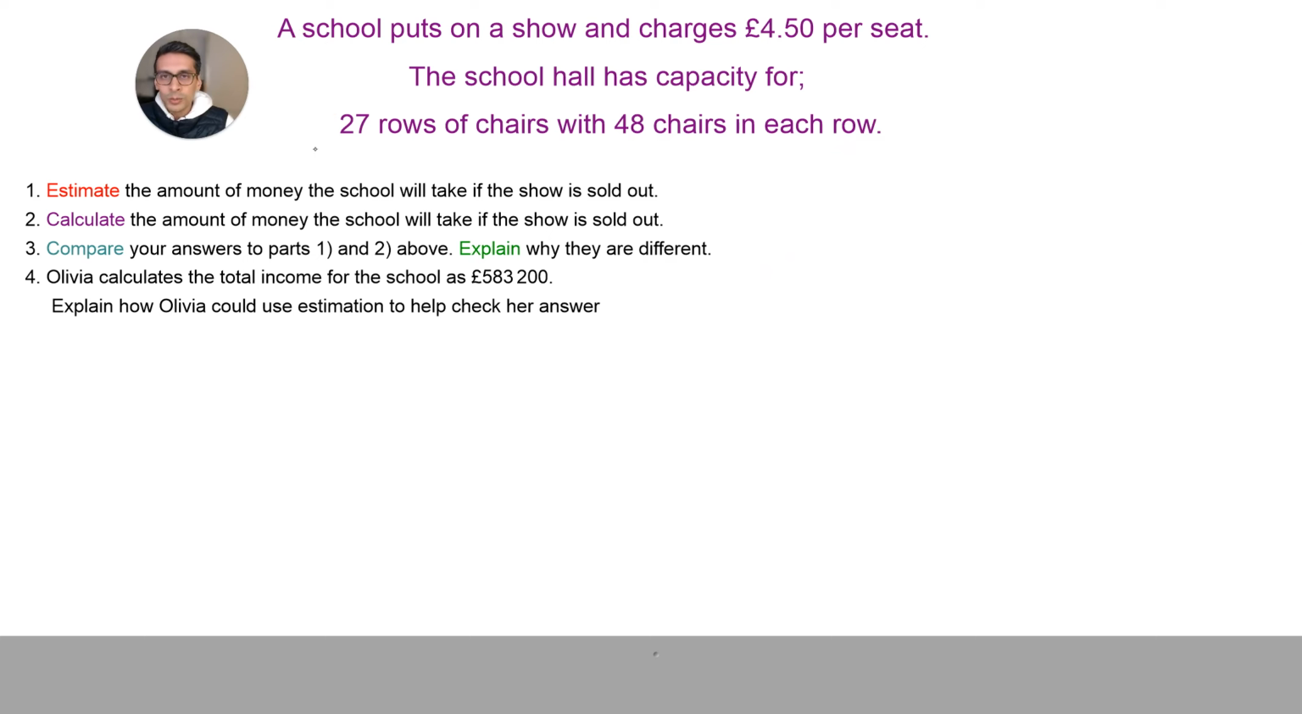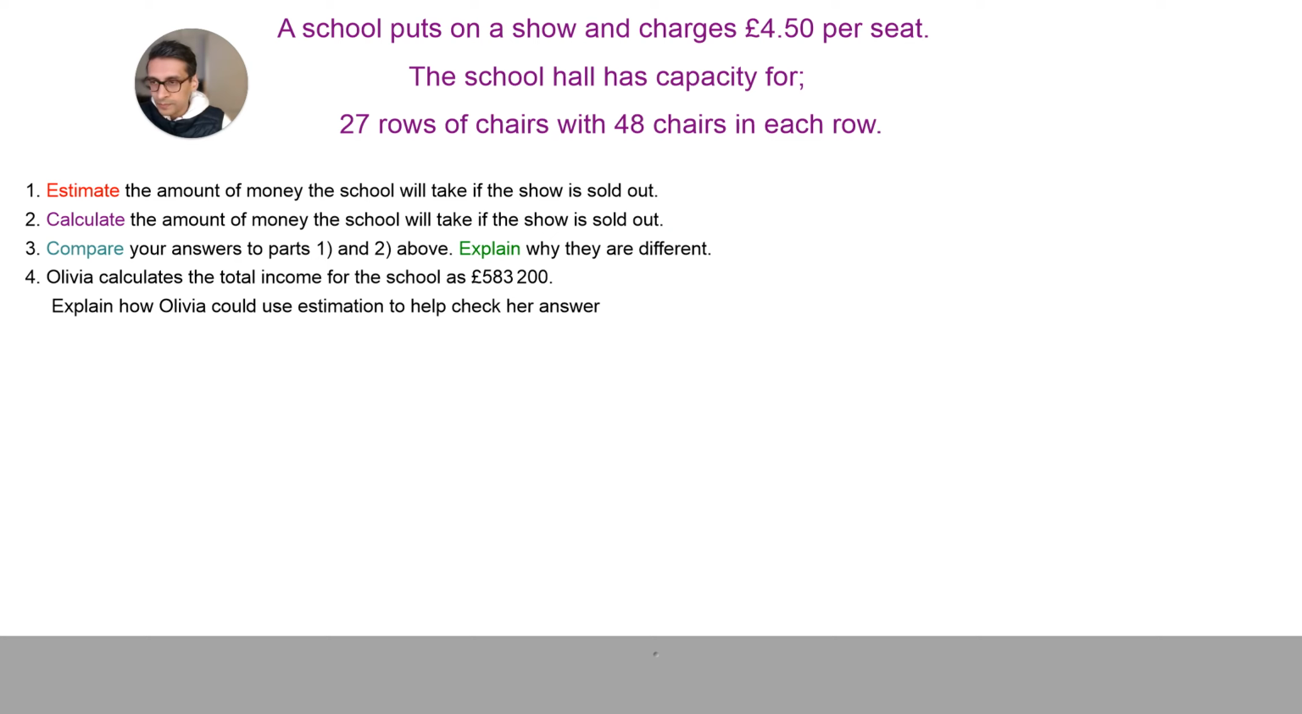So a school puts on a show and charges £4.50 a seat. The school has capacity for 27 rows of chairs and 48 chairs in each row. And it's got two parts here. It says estimate the amount of money the school will make and calculate the amount of money. So they're both very different questions.